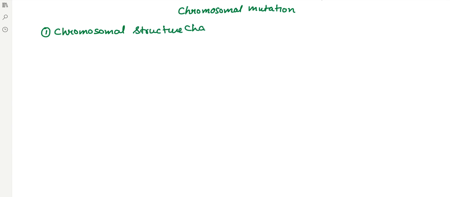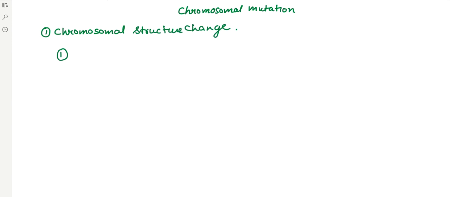Next, what will we see? We will talk about chromosomal mutation. Now if I am talking about chromosomal mutation, we have discussed that under two headings. One is chromosomal structure change, and one is chromosome number change. So first let us deal with the structure thing.